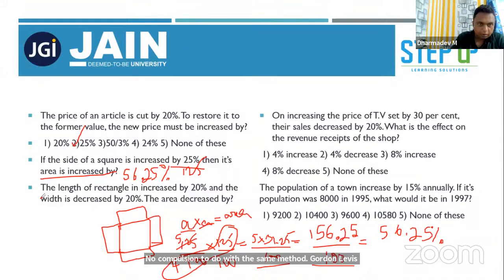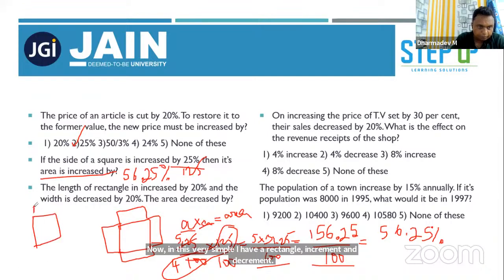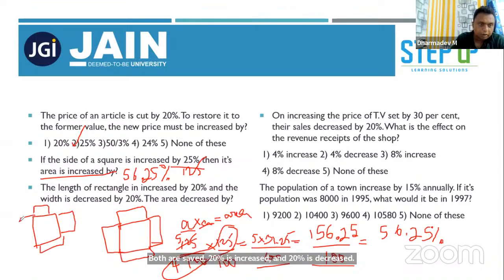Okay. Now, in this, very simple. I have a rectangle. Increment and decrement both are same. 20% increase and 20% decrease. That means it's always going to be a loss. That's all. Okay, increased by 20, decreased by 20. That means it's always loss. Are you clear with that?